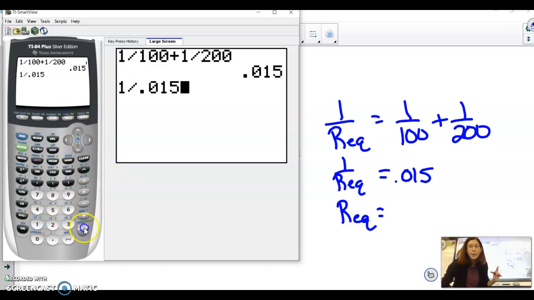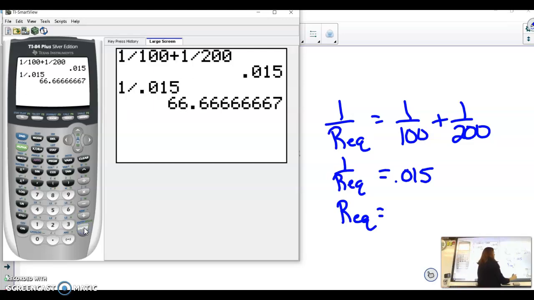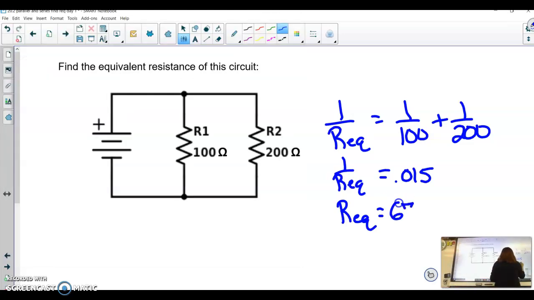So every single time, this is the steps to do parallel. And notice the answer is about 67 ohms. It is less than either of those resistors because you're giving options. Every time you add another option, the overall resistance goes down. This number will always be smaller than any of the resistors in the circuit.